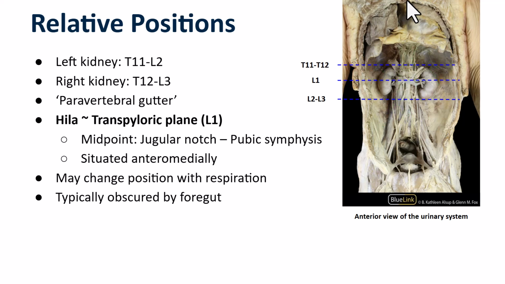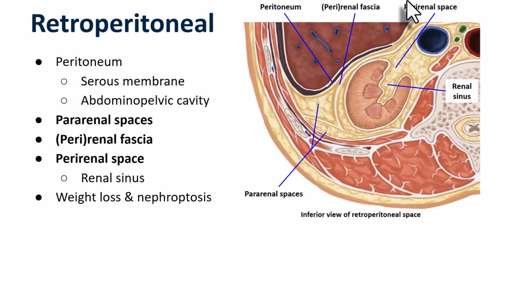Now, despite being well surrounded by layers of fascia and adipose tissue, these kidneys can still move somewhat with respect to ventilation. So as the diaphragm is being displaced, the kidneys may also move slightly. They're also acted upon by the force of gravity. So let's take a look at their position within the retroperitoneum.